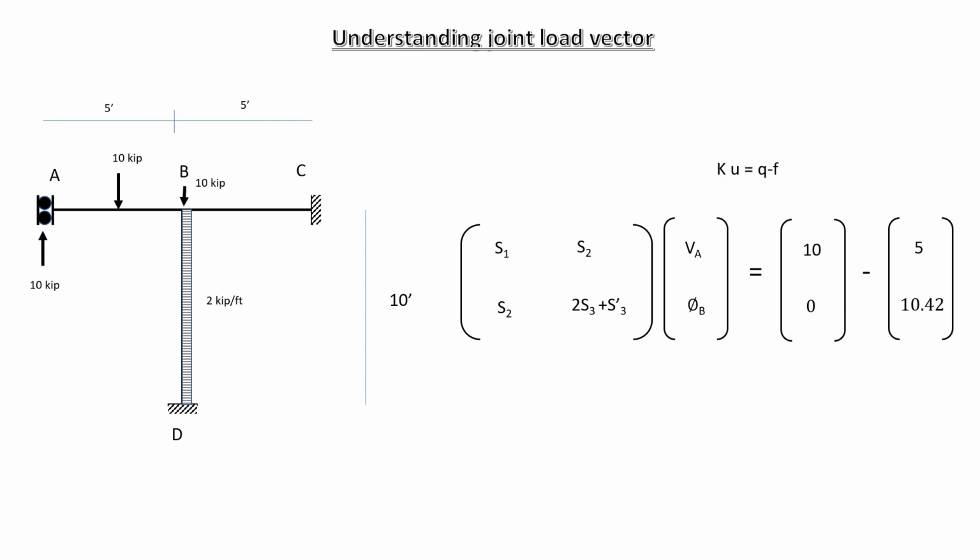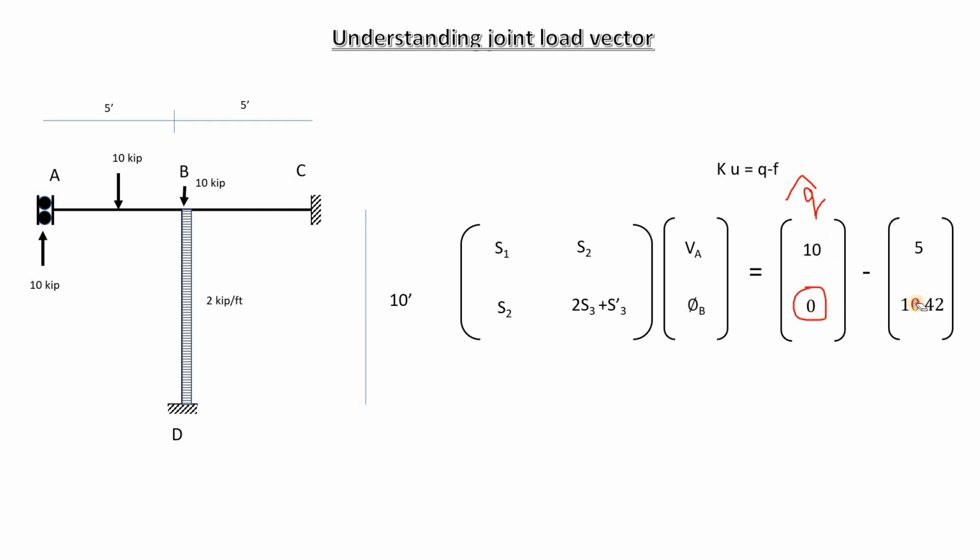Alright, right over here you can see there is an externally applied load of 10 kP in the upward direction at point A, and at point B you can see a downward 10 kP force that has been added. So if you look at the equation right now, at the Q, you can see that there is 10 and 0. So why is there a 10 and why is there still a 0? Let's talk about that.